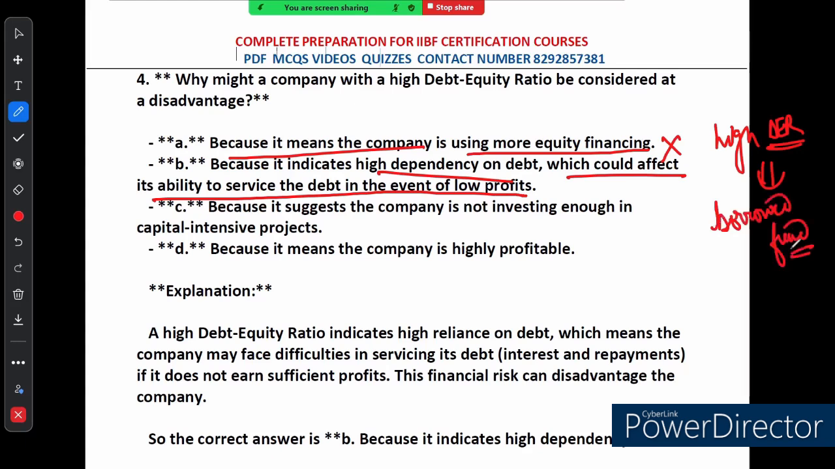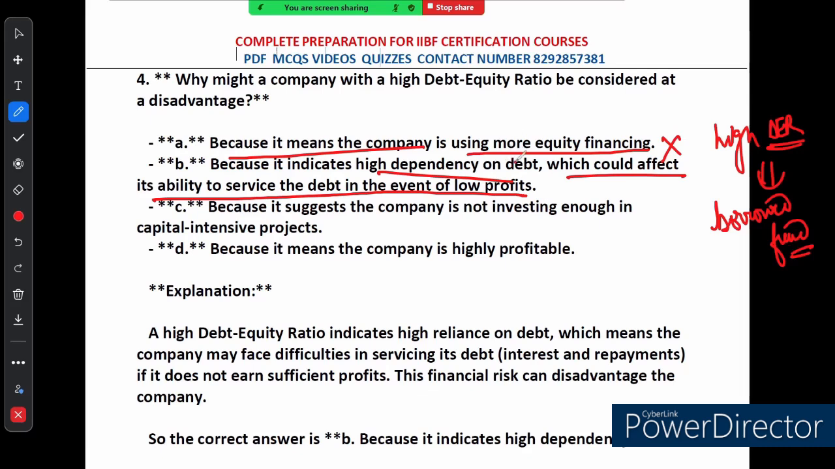Company is relying heavily on borrowed funds. If the company's profit falls, it might struggle to make interest payments and repay the principal, putting it in a risky financial position, right? So high DER, what does it mean? It indicates the company relies heavily on borrowed funds, and in such a case, if profit falls, it might struggle to make interest payments and repay the principal. So this is how a high DER is not considered an advantage; it is considered a disadvantage, right?